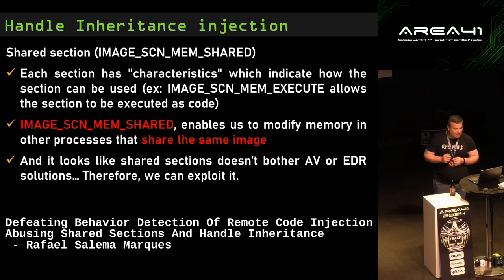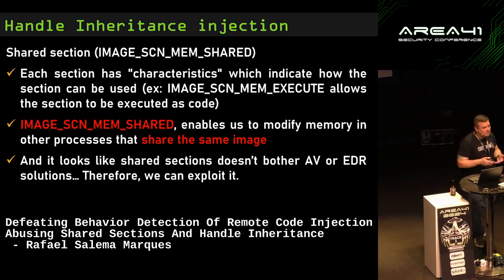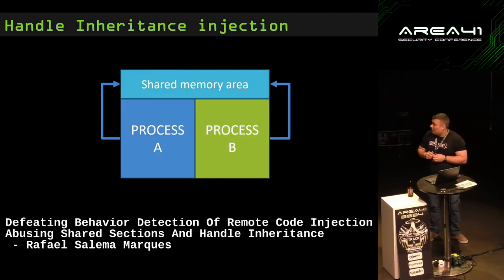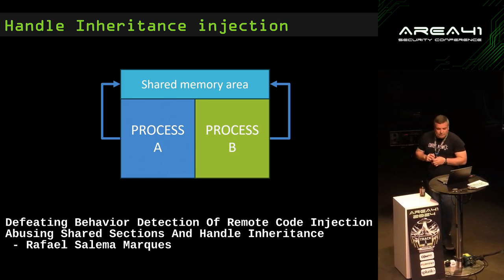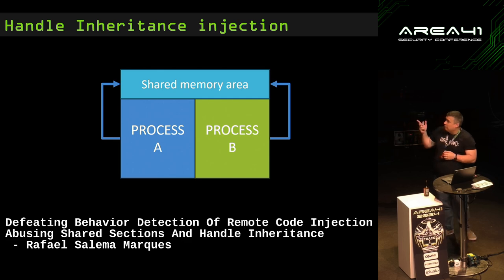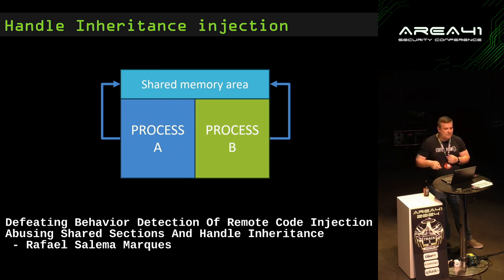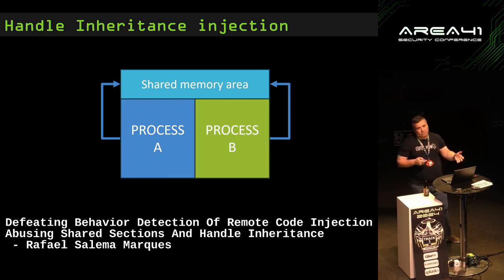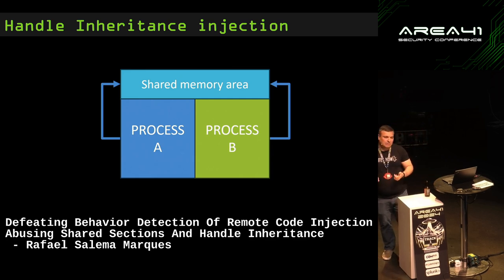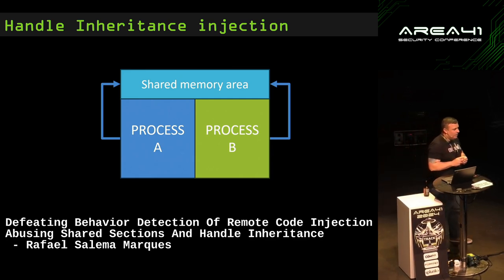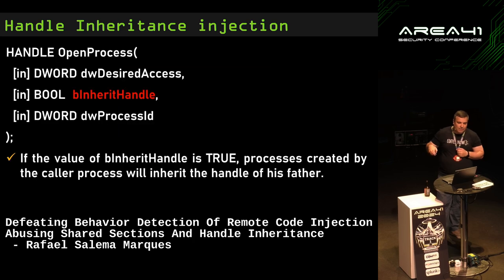And it looks like antivirus and EDRs don't care about shared memories. This is the idea. Process A, as I already said, can change the shared memory area, and it will be reflected in process B. That's the part of sharing information between processes. Can you do it by writing a file on disk? Yes, you can do that. But I think there's more footprint because you are interacting with the file system.